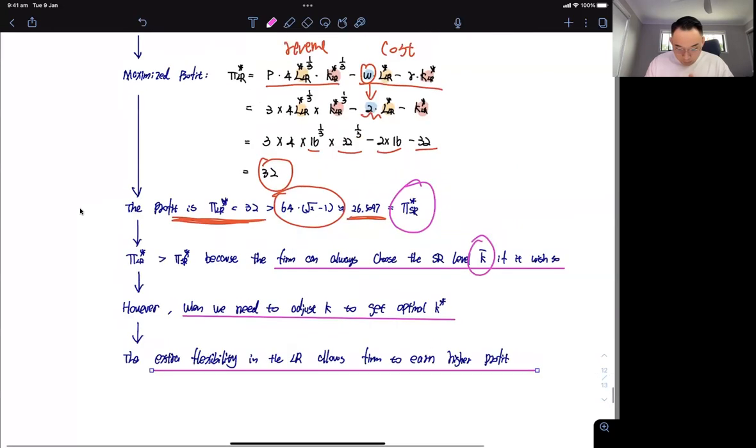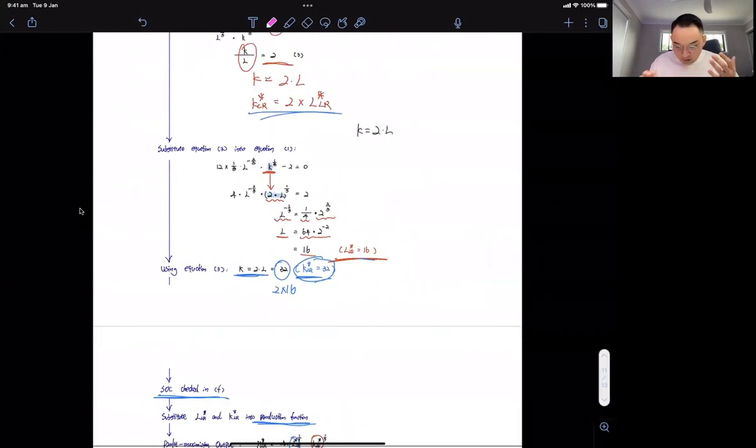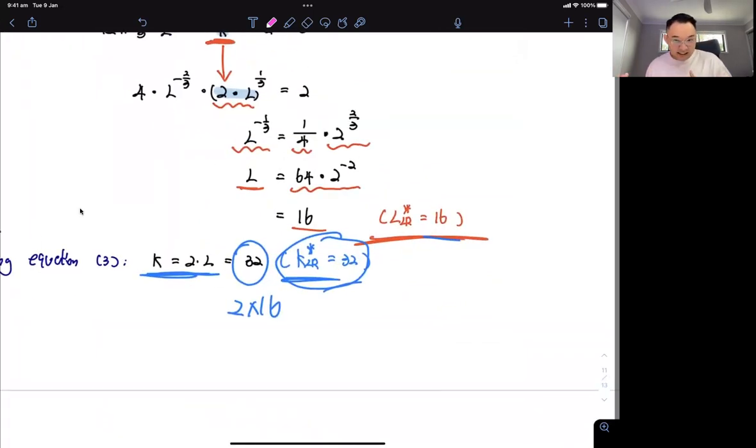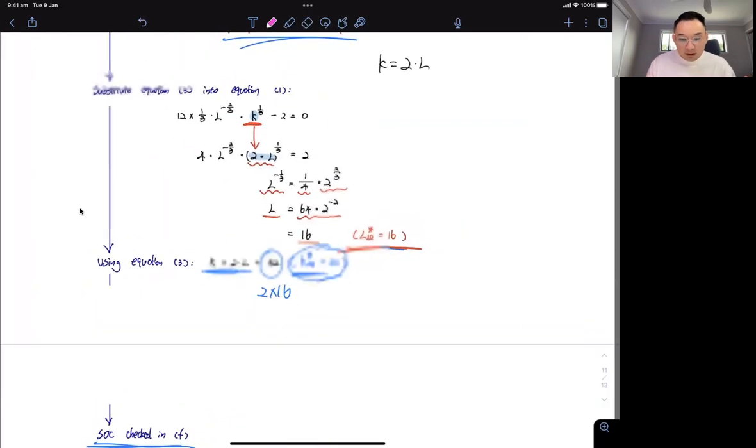So I believe there's one more question. Question H is simply asking you to compare the labor level, which is 16, against 64. Obviously 64 is greater than 16, which is very easy.